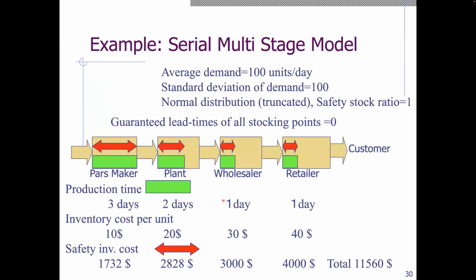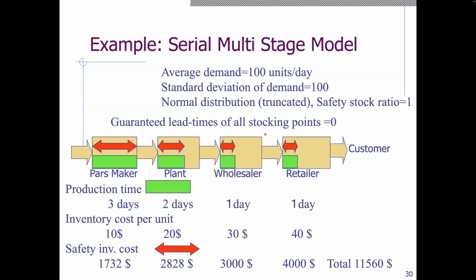The SC consists of 4 facilities in serial. The first facility is the supplier of parts, the second one is the plant, the third one is the wholesaler, and the final one is the retailer. The retailer has a random demand. We assume that the demand follows a truncated normal distribution whose average is 100 and standard deviation is 100. Each facility has a service level whose safety stock ratio is 1.